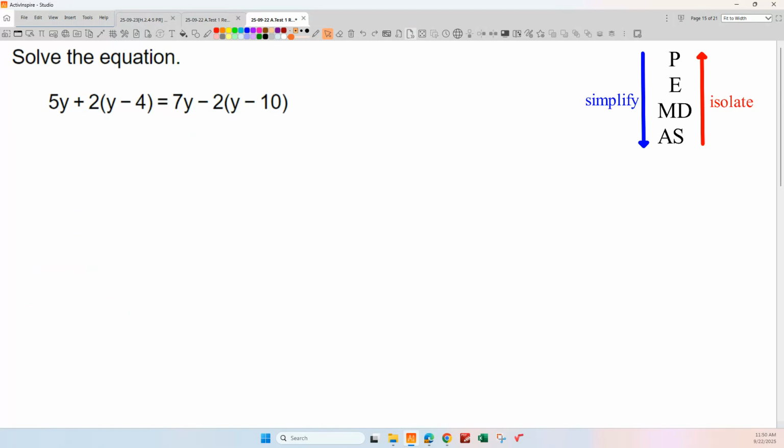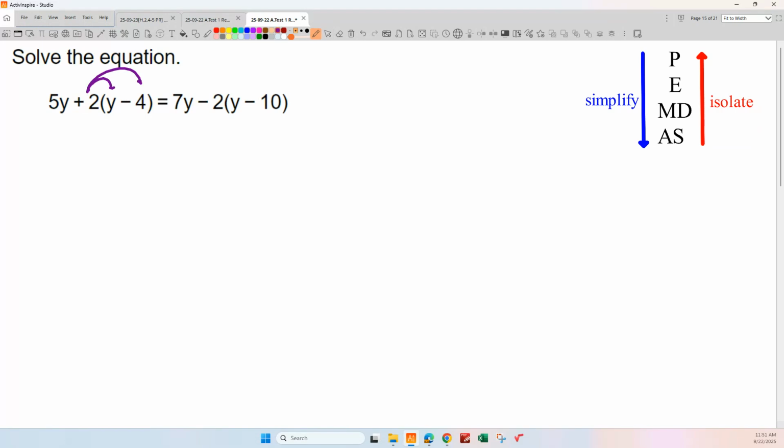Okay, this is different. Now, what am I going to do in this question? What are they asking me to do? Solve. Okay, so this time I am actually going to come up with a number solution, presumably, for y. Can I just jump right in and isolate y? No, how come? I can't point to a single y, right? I can't point to a single variable, so I have to simplify first. What's that mean? Distribute.